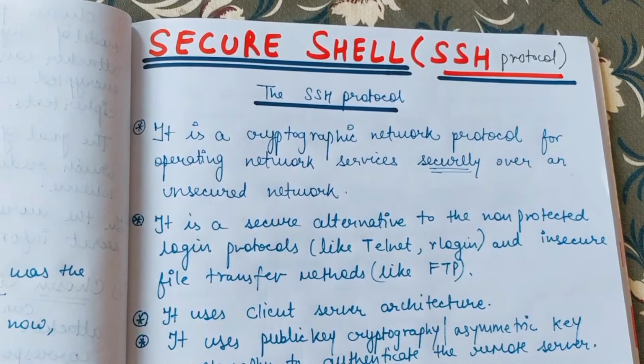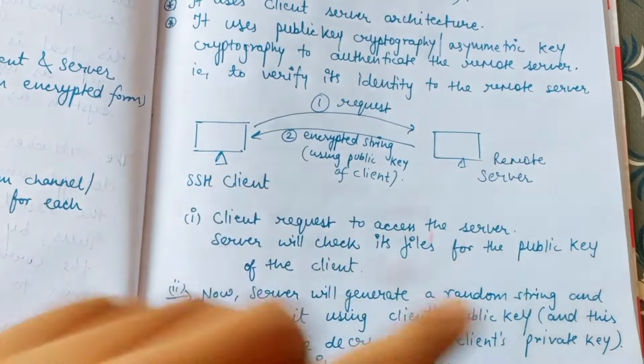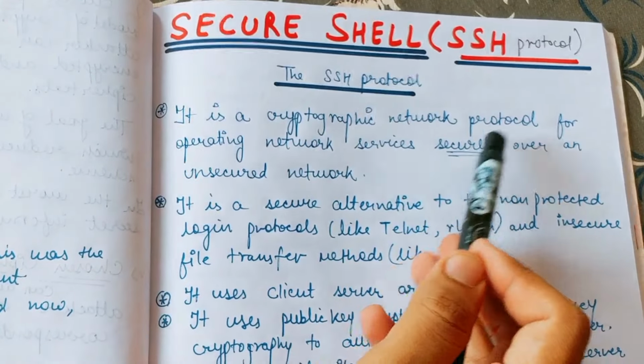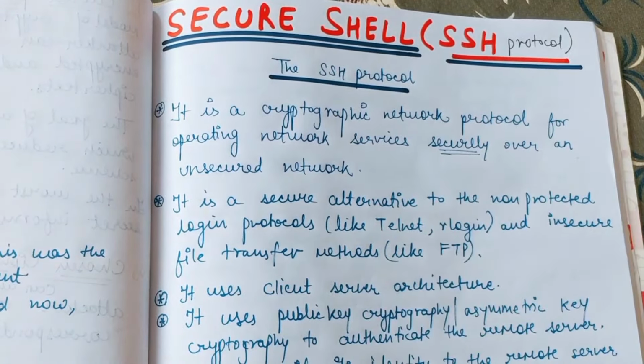So let's start. Let us see first of all some theory, and then afterwards I'll explain this with the help of a diagram, right? So basically, what is SSH? It is basically a cryptographic network protocol for operating network services securely over an unsecured network.